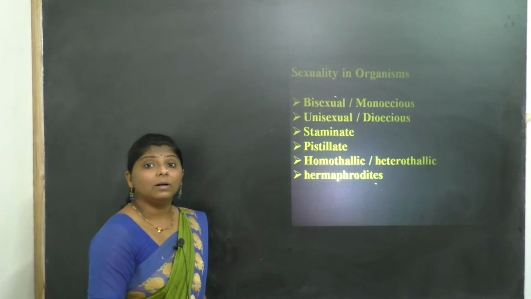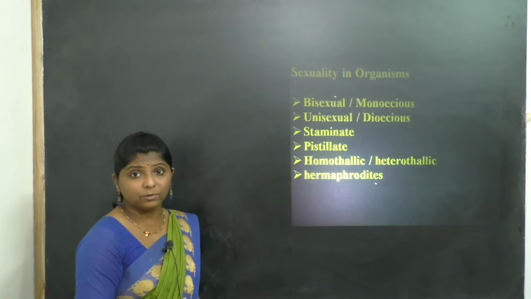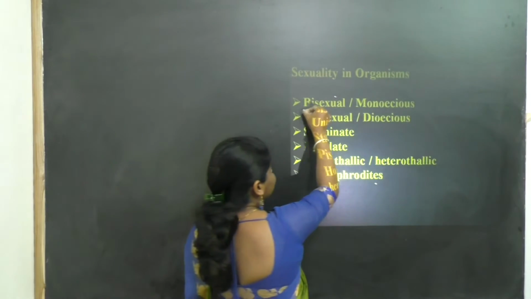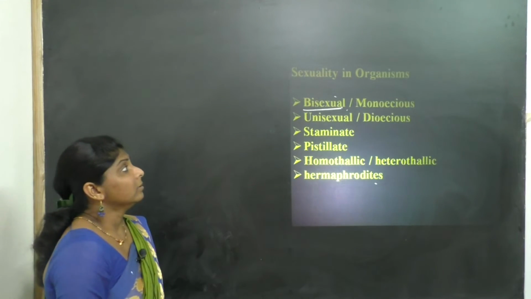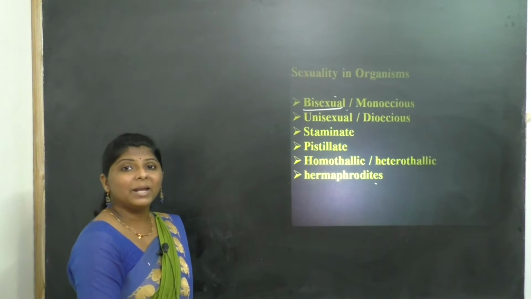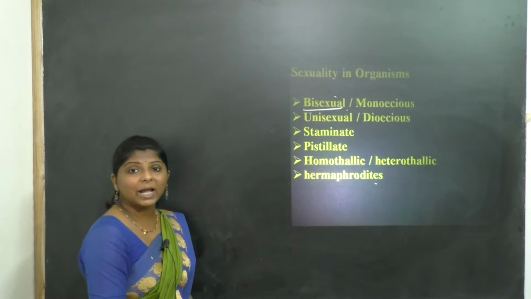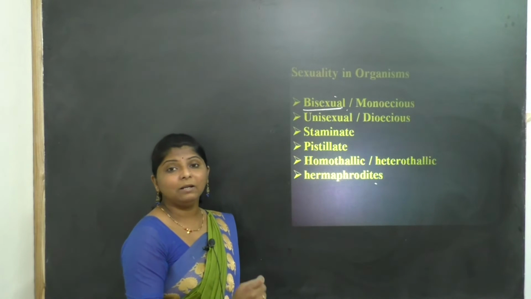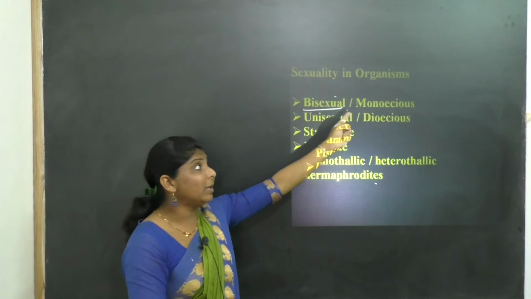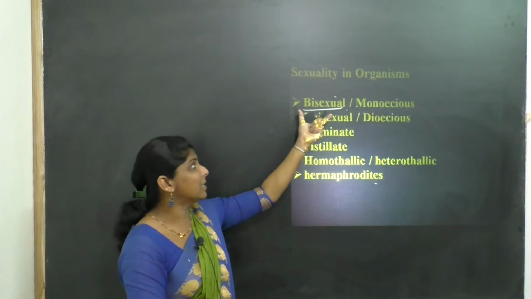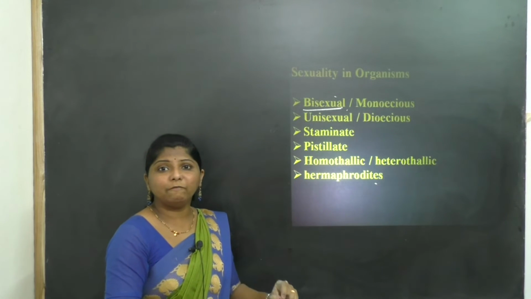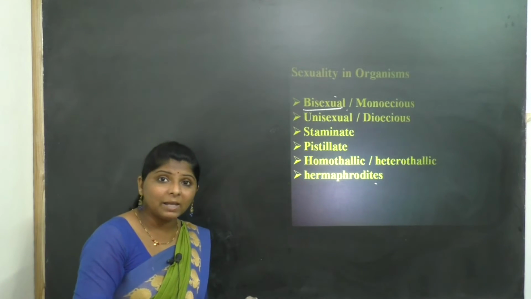So depending upon the production of gametes, where the gametes are produced, whether in the same individual or different individuals. First, let us study what is bisexual or monoecious. Bisexual means if an organism is possessing or producing both male as well as female gametes. If an organism is producing both male and female gametes, then they are referred to as bisexual organism. When it comes to plants, we call them monoecious. In animals we call it bisexual, but in plants it is monoecious condition, where male and female both gametes are produced in the same individual.